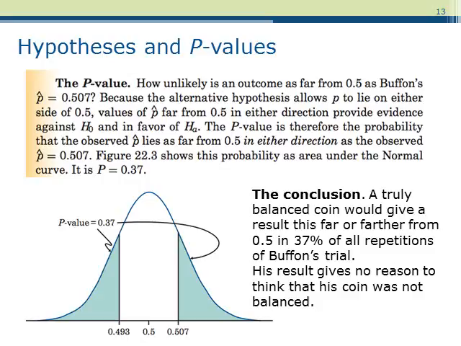A truly balanced coin would give a result this far or farther from 0.5 about 37% of the time. His results give no reason to think that this coin was not balanced.